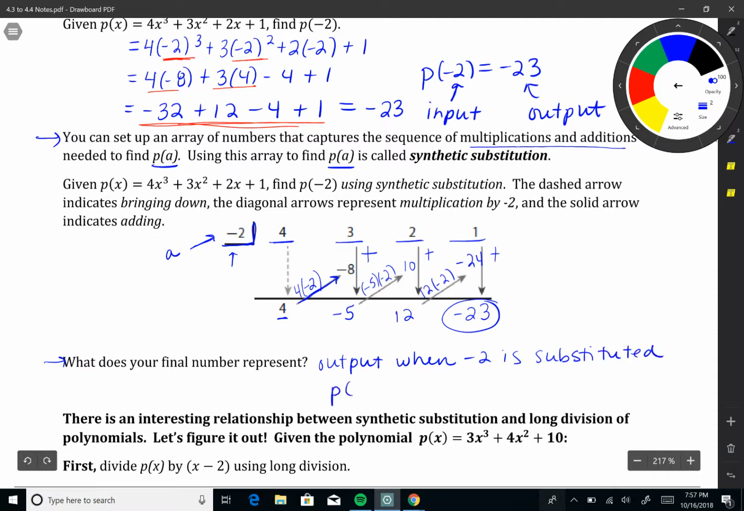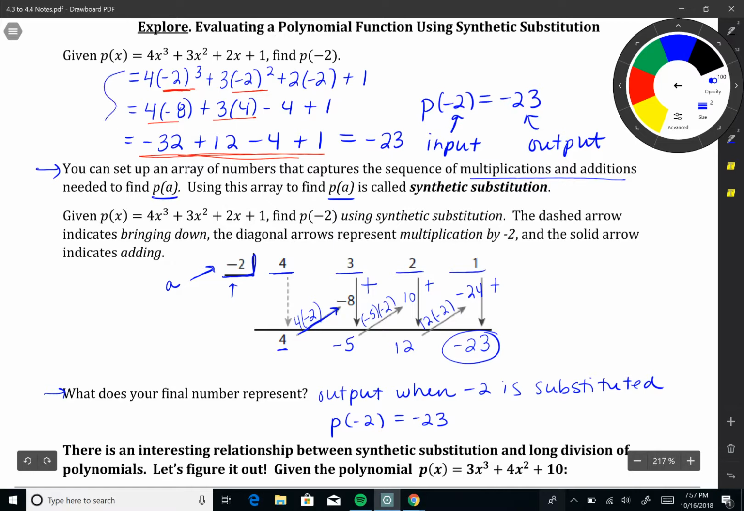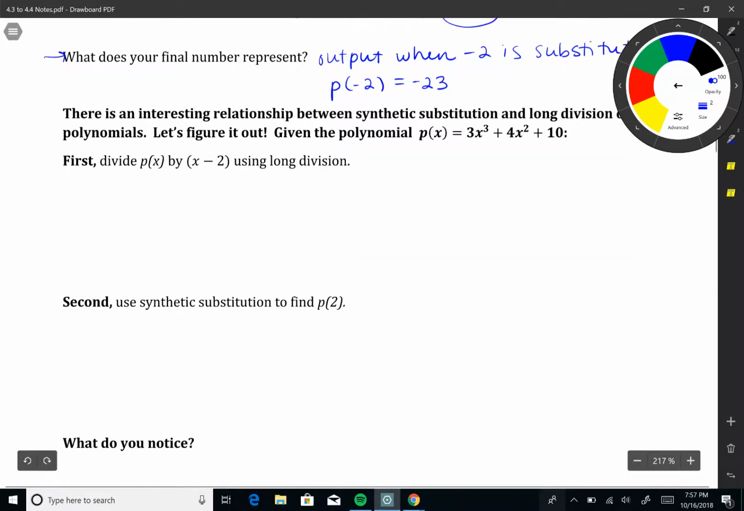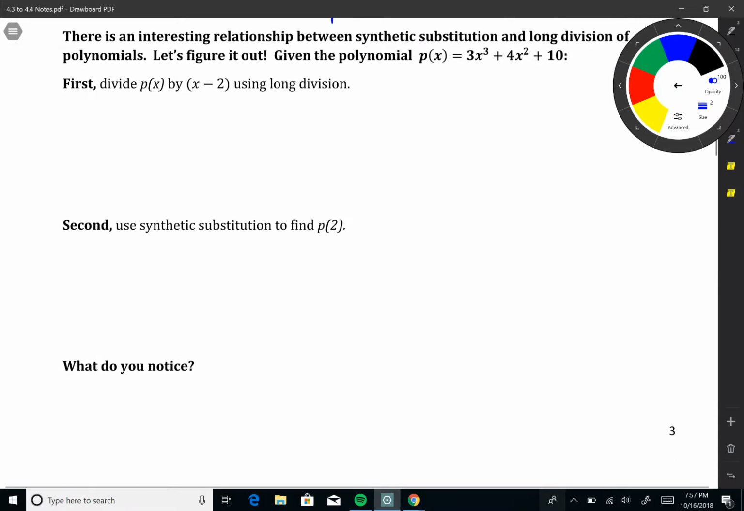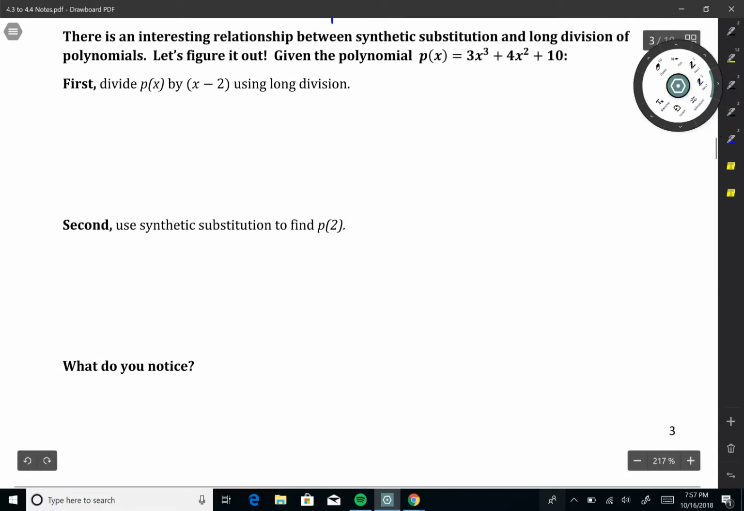So we have p of negative 2 equals negative 23. All right, so synthetic substitution, as you can see, once you get the process, it's going to be much more efficient maybe than just doing regular substitution. The great thing about synthetic substitution is what we're going to find out right here. There is an interesting relationship between synthetic substitution and long division of polynomials. Let's figure it out.